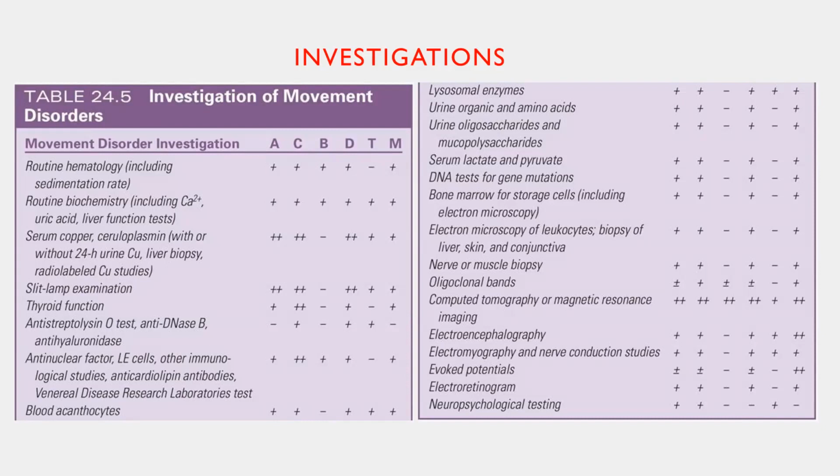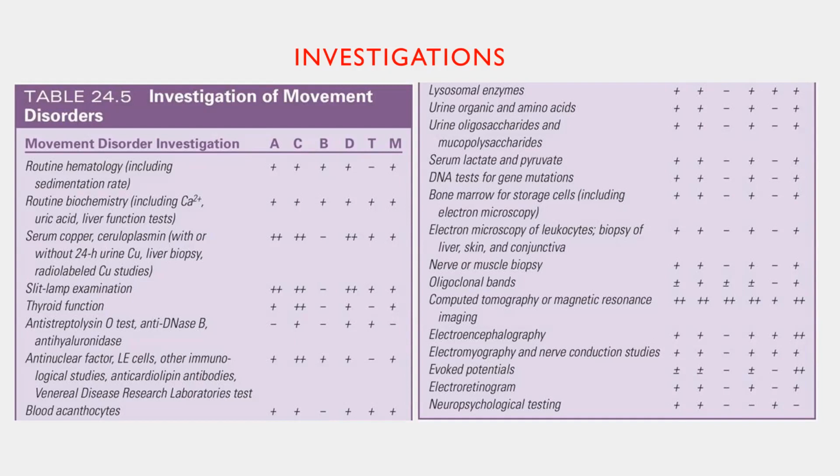So routinely we use complete hematological investigations, calcium profile, liver profile, copper profile, slit lamp examination for Wilson's KF ring, thyroid functions, ASLO titer in rheumatic chorea, ANA, acanthocytes in chorea, lysosomal storage disorders, organic aminoacidurias in the pediatric age group, genetic studies, bone marrow studies for storage cells, electron microscopy, nerve muscle biopsy in mitochondrial inheritance disorders, OCBs, if needed MRI or PET scan, EEG studies, EMG studies, particularly to differentiate the myoclonus, evoked potential, retinogram, and neuropsychological testing.